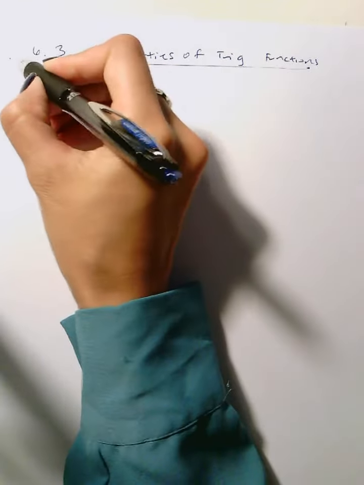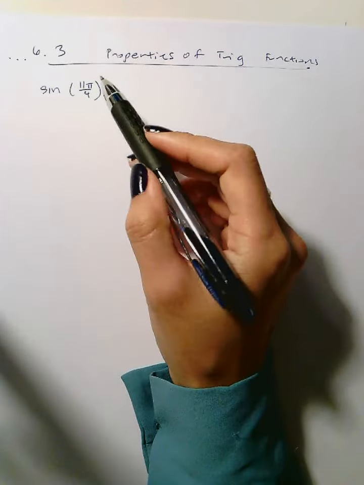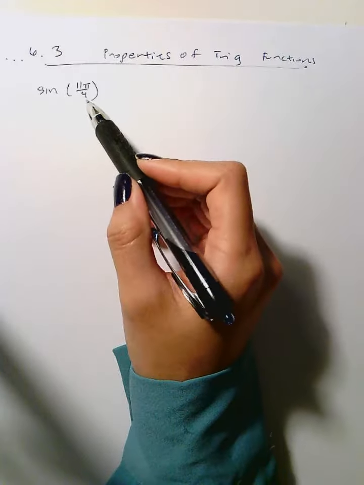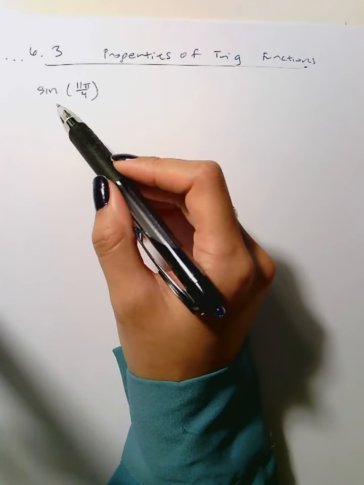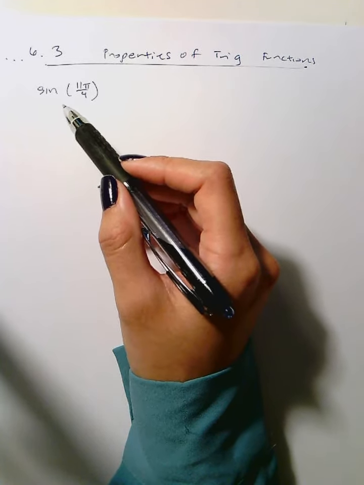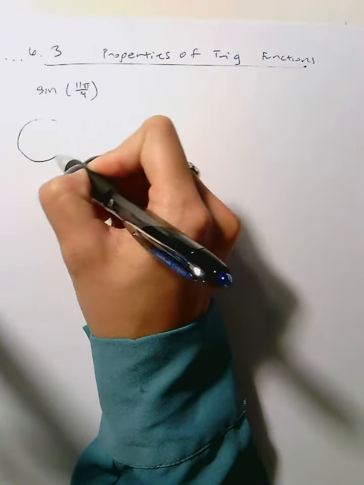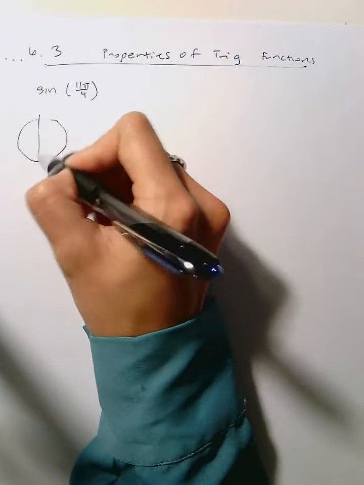Alright, so we're going to continue section 6.3 that we started in class on properties of trig functions. The last example that we did in class was sine of 11 pi over 4. In order to find the exact value of sine of 11 pi over 4, what we did was we created a unit circle and then we counted by pi over 4.